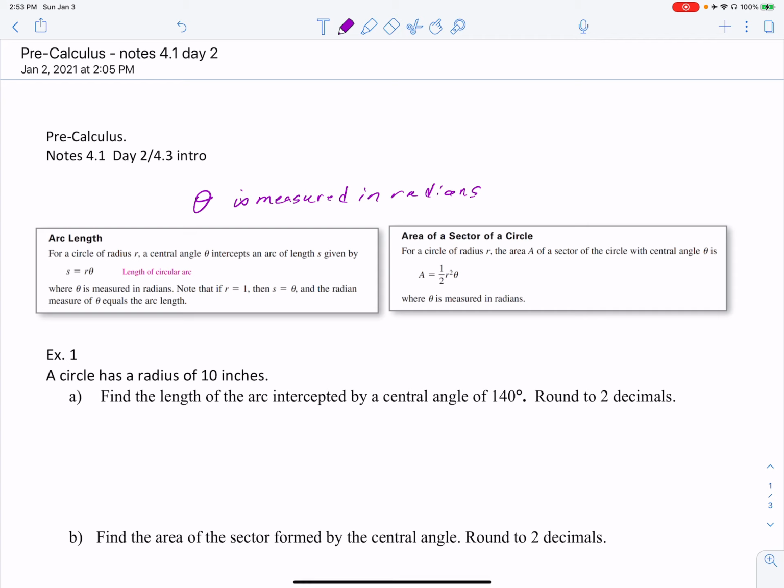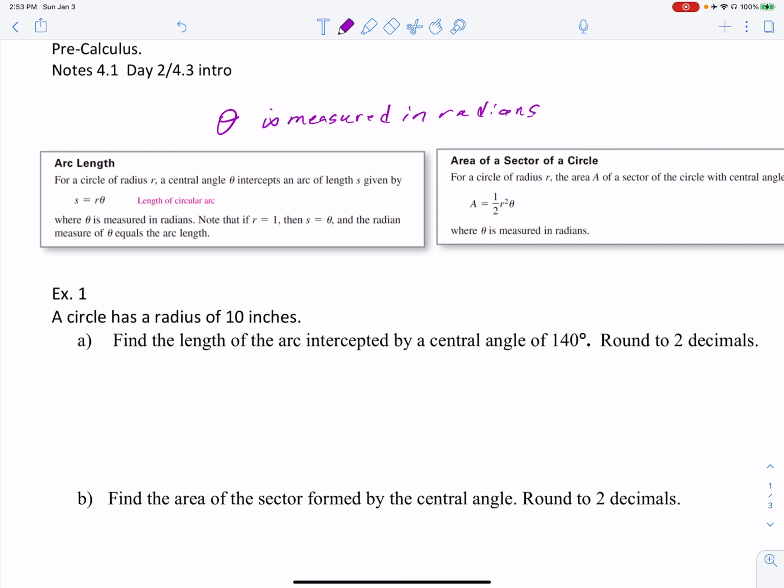Arc length is literally the length you would get if you took a string, placed it along the circumference of the circle that is indicated, and measured it, in the units you're using: inches, centimeters, meters, etc. For a circle, to get S, which is the arc length, you take the radius times theta. Again, theta must be in radians.